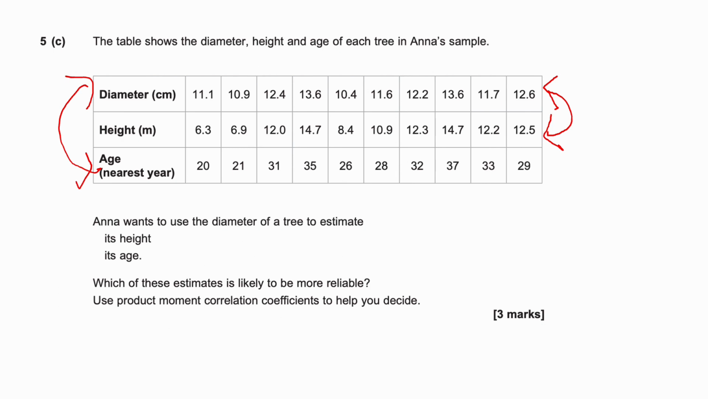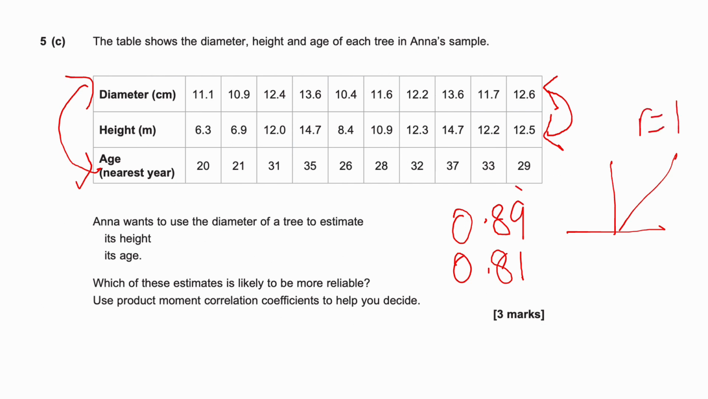and see which number's higher. And it turns out that the diameter and the height is 0.89-ish. The diameter and its age is 0.81. So if you remember, a perfect positive correlation is when R equals 1. So this one here is closer to that. So the estimate that's going to be more reliable is using the diameter and its height.